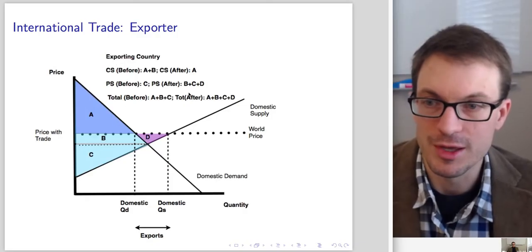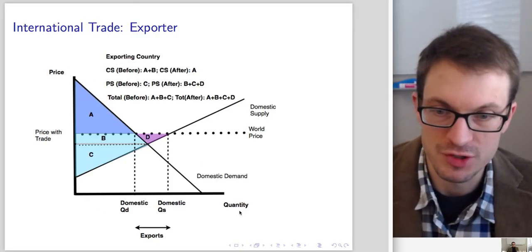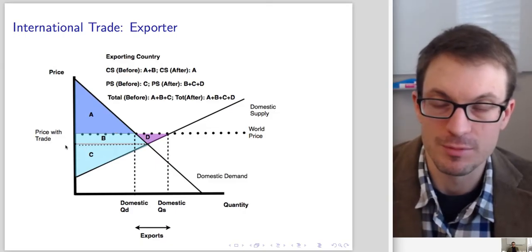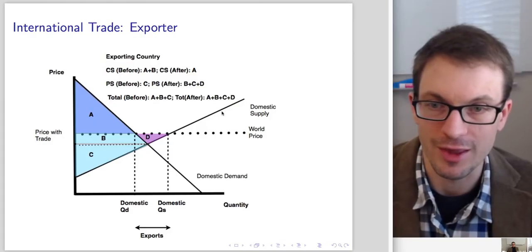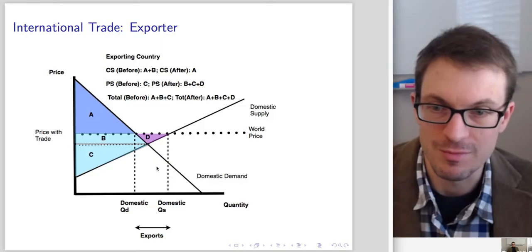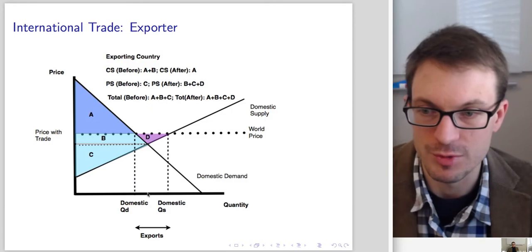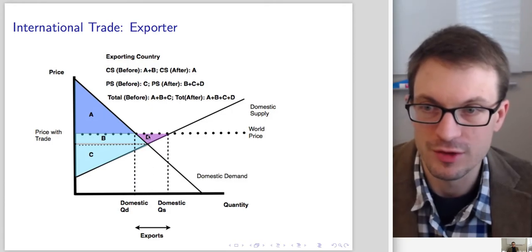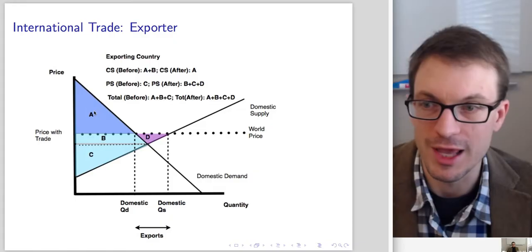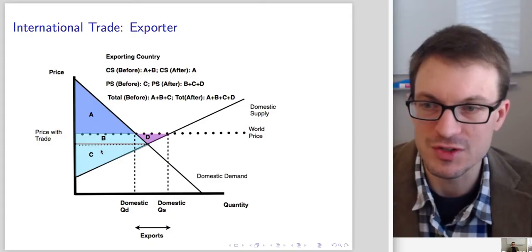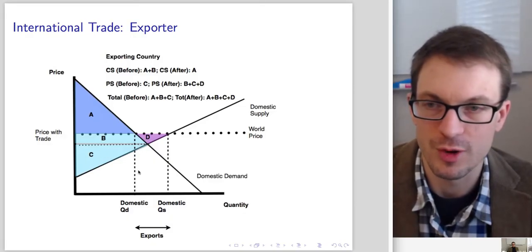So let me unpack what we have here. Here's the price. Here's our quantity. Okay. Let's think about the price before trade. Before trade, the economy is limited to where the domestic supply meets the domestic demand. So without international trade, the equilibrium quantity would be right about here. Right? So the consumer surplus before trade would be area A and area B, which includes this little triangle here. Producer surplus before trade would be just area C, which I mean to include this little triangle here as well.